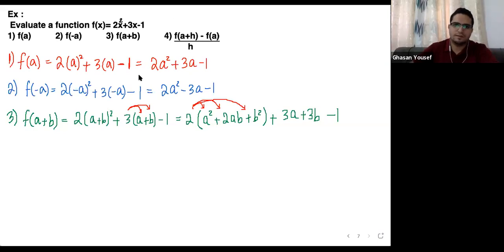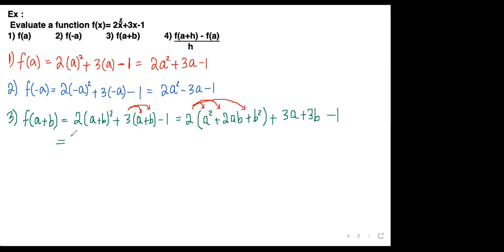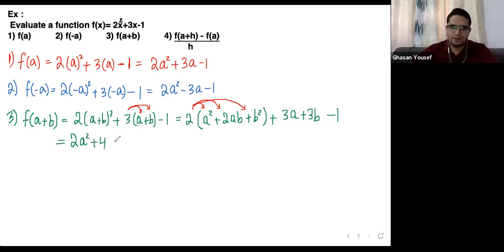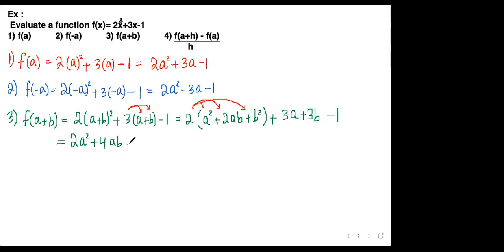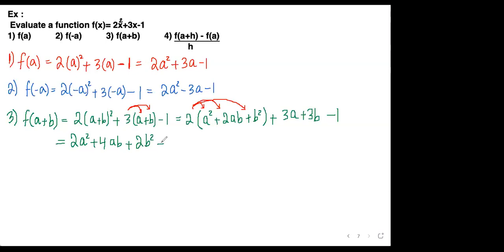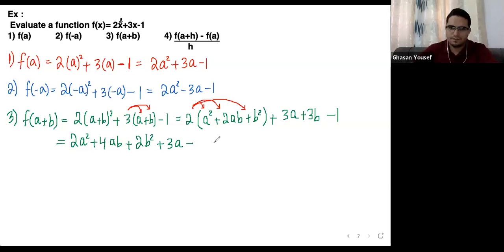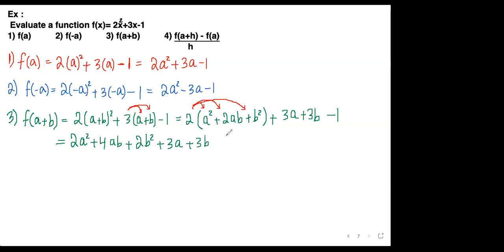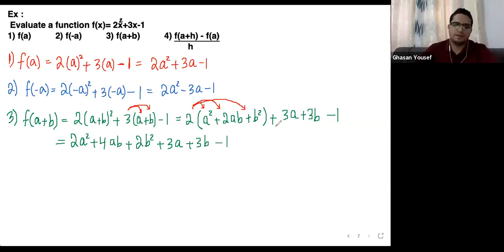What we get is 2a squared plus 4ab plus 2b squared plus 3a plus 3b minus 1. This is correct. And I think it's in the simple way. It's simple already. Yes, go ahead.